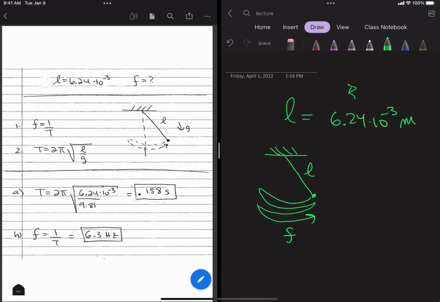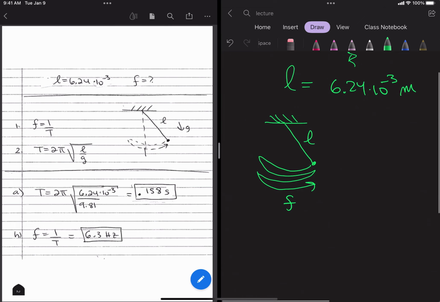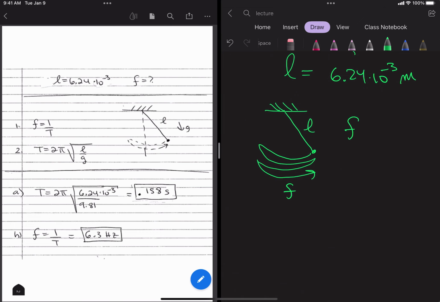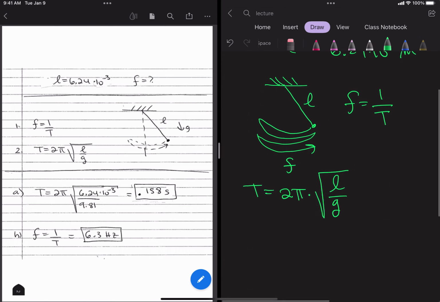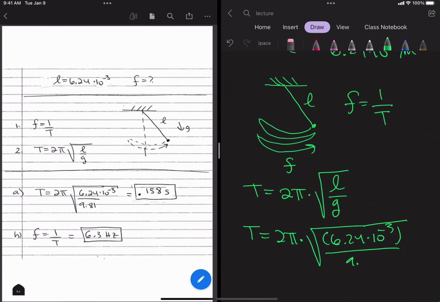So here, the pendulum has the equation, so we're going to have to use two equations. Frequency is defined as 1 over the period, but the period of the pendulum is defined as 2 pi multiplied by the square root of the length of the pendulum divided by g. So let's get the period first. So the period is going to be 2 pi multiplied by the square root of the length, which is 6.24 times 10 to the minus 3, and divided by 9.81.